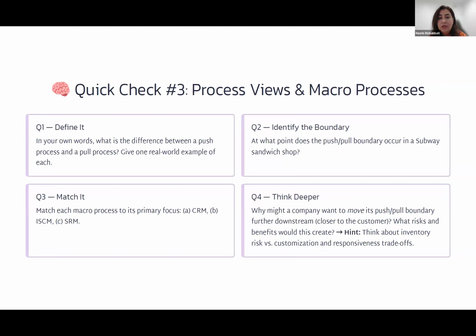Second question, at what point does the push-pull boundary occur in a Subway sandwich shop? So I'm sure that all of you know Subway sandwiches. So tell me, where is the boundary, push-pull processes boundary in Subway?